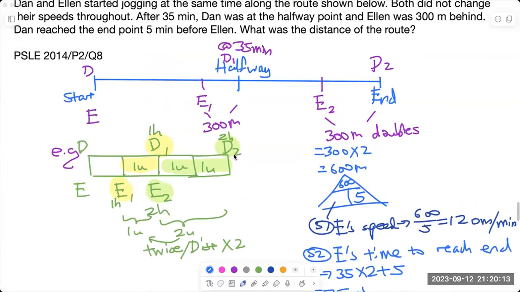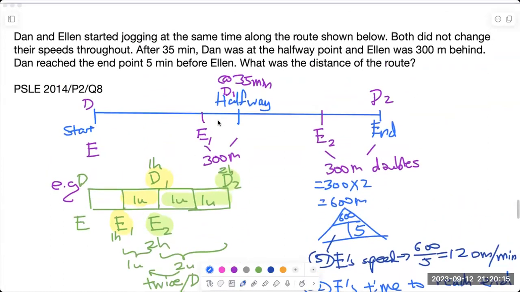So the takeaway for you will be to understand this first so that you can make use of this and times 2 because it's twice the distance.